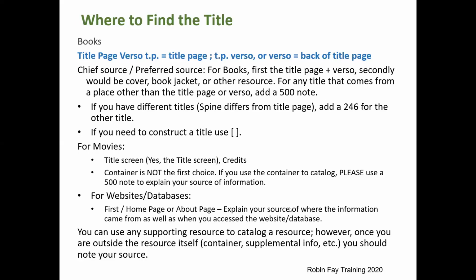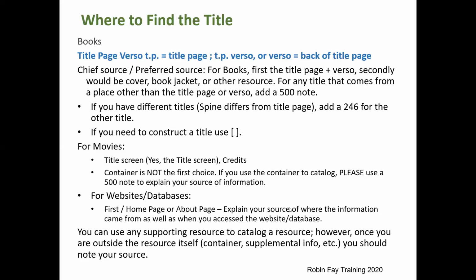For movies, your preferred source is always your title screen. Yes, the title screen. Secondary is the credits. The container is not your first choice. I know you're all groaning. I hear you. The container is not the first choice. So for those of you who are copy cataloging, in theory, the information in the title should come from the title screen. The problem is nobody wants to do this, or few people want to do this.